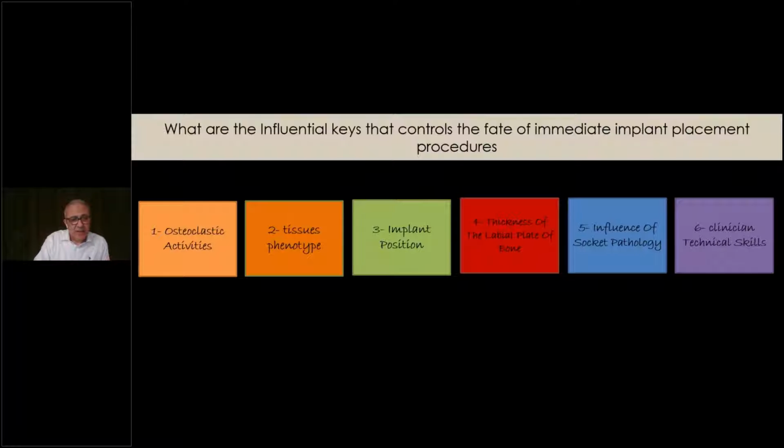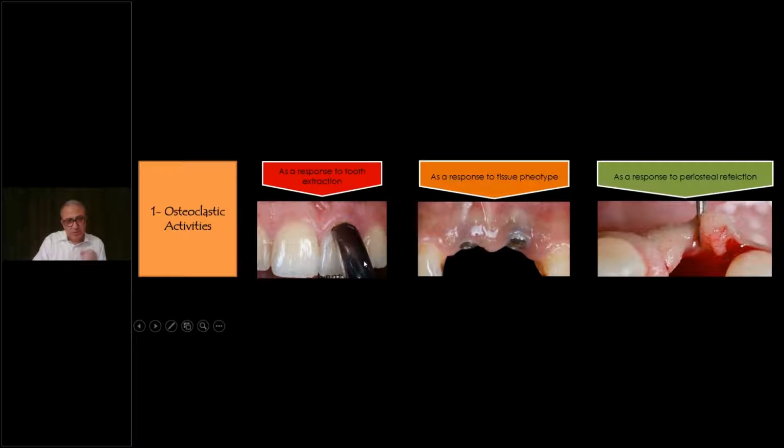And I have found out that there are some key factors that really influence the procedure of implant placement in the aesthetic zone. One of these keys is the osteoclastic activity. When we come to osteoclastic activity, it really involves all of the steps of the treatment, starting from the tissue response to trauma, for example the tooth extraction, the tissue response to the phenotype itself, and the management of the surgical wound, for example the mucoperiosteal flap reflection.